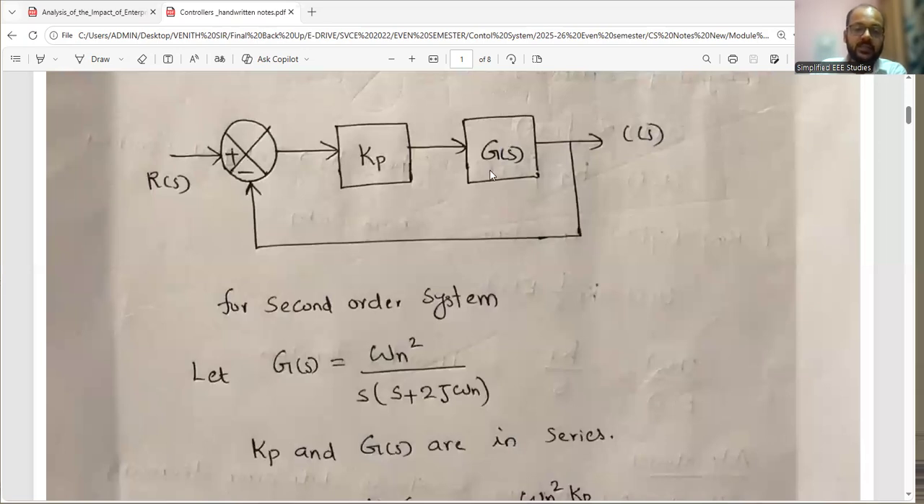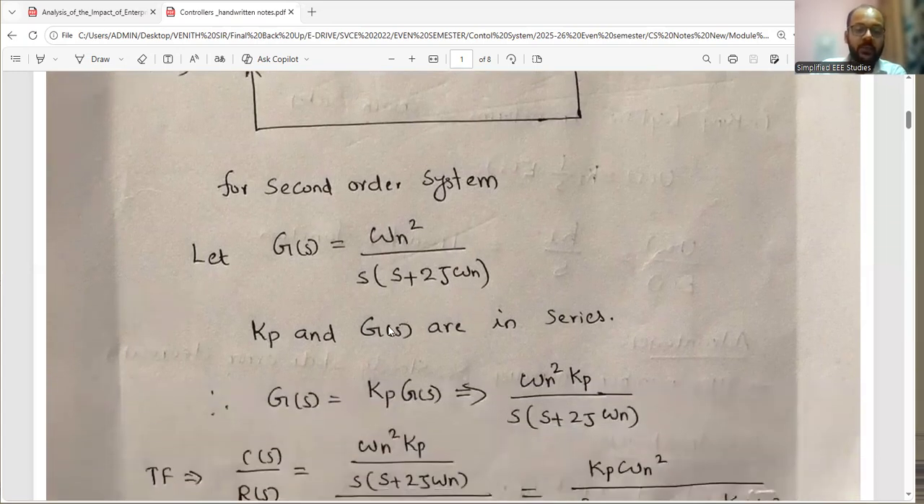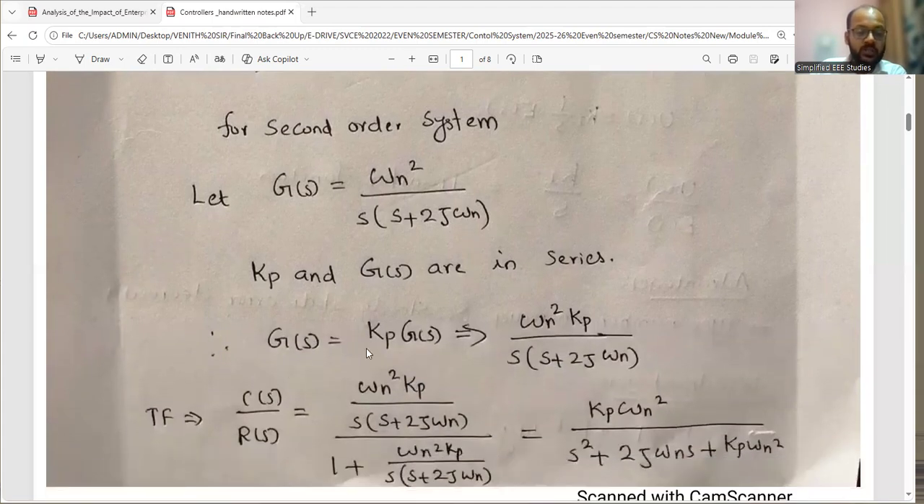Now, let us consider G of S is a second order control system. Let me denote the second order control system G of S by the given expression: omega n square divided by S into S plus 2 zeta omega n. Now, omega n is known as the natural frequency of oscillation in radian per second. Now we can say that Kp and G of S are in series, so G of S becomes Kp into G of S. Kindly look into this.